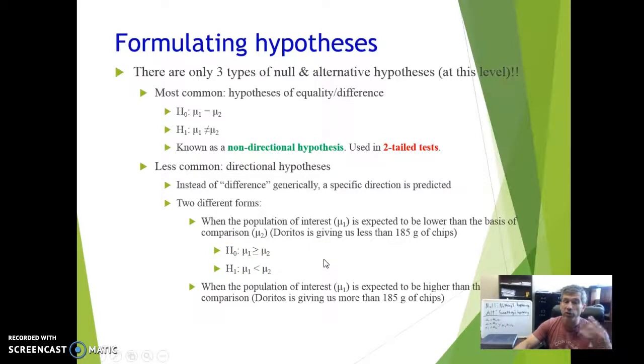The only other possibility is just when we flip the prediction, we think that mu1 is greater than mu2. The true population mean of Doritos bags is more than 185 grams. And in that case, the alternative is just mu1 is greater than mu2. That's the directional prediction that we actually made. The null hypothesis, mu1 is less than or equal to mu2. So those are the only three patterns that it can take. And to make things even simpler, we are almost always, with just a few exceptions, going to be using these non-directional hypotheses. We'll talk about why a little later on. So you're going to have to learn all of these at this point, but the one that we're actually going to use is these basic hypotheses of equality and difference.